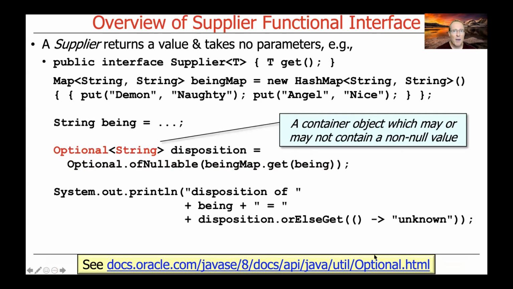So we end up with an optional string, which may or may not actually contain a value, but which is never null. That's really the key thing to remember here. The value of optional is never null. It always has a value. It just may be the empty value.